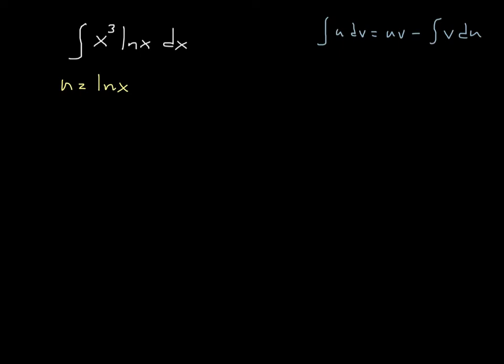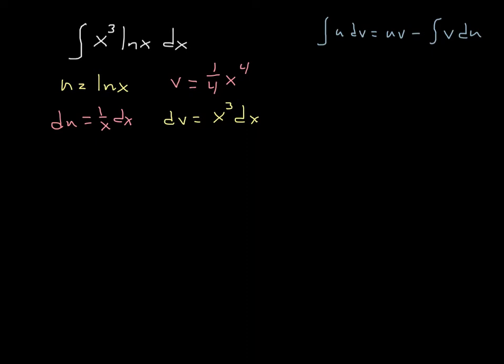And then dv, and I tend to put it right here, dv is going to be the remaining factors, so x cubed dx. So that means once I have that, now I can find du. du is just the derivative of that, which is going to be 1 over x dx. And v is going to be the antiderivative of that, which is going to be 1/4 x to the 4th there. And so now I can go ahead and use the integration by parts formula.